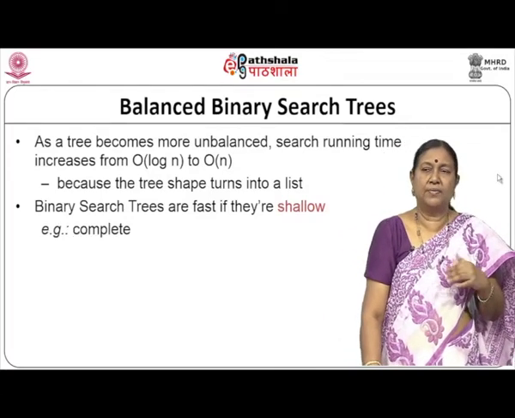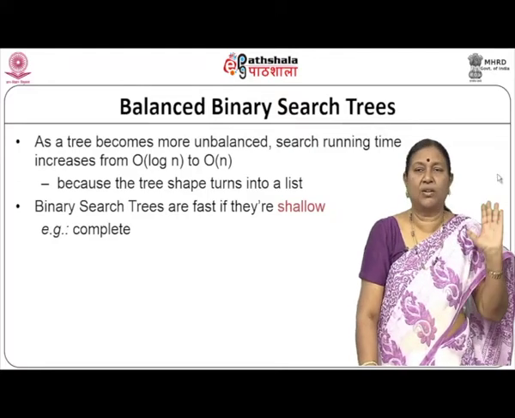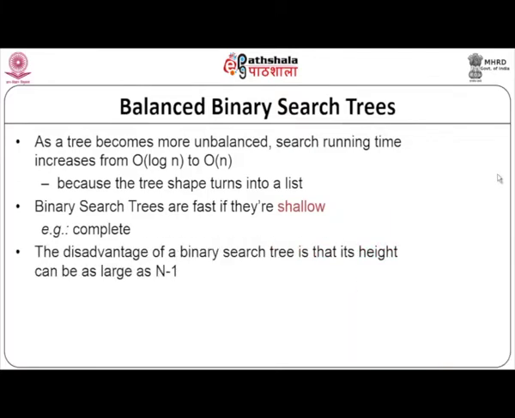So, for example, if you have a complete tree, it is the most shallow tree with that number of nodes. The disadvantage of a binary search tree is that its height can be as large as n minus 1. That is, if you have n nodes and the tree is completely skewed, then the height becomes as large as n minus 1. So, that is the disadvantage of an ordinary binary search tree.